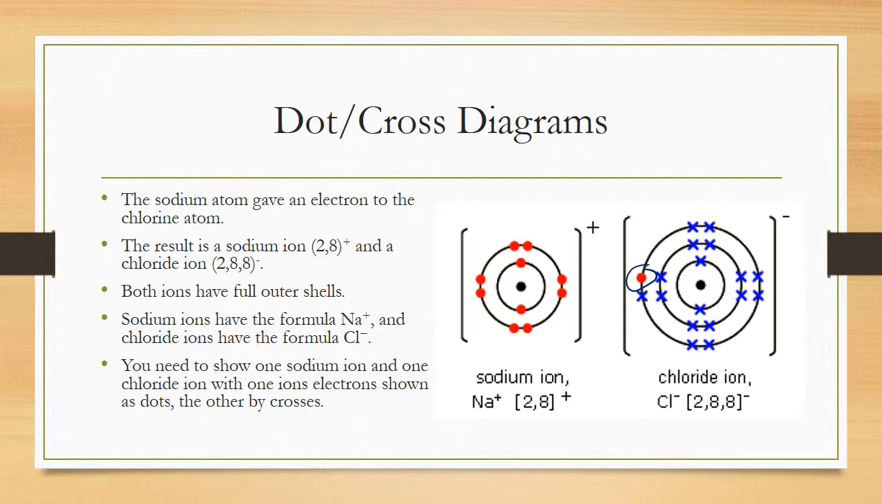The result is that the sodium ion has an electron configuration now of 2,8. It's stable. It's got 8 outer electrons. It's unreactive. And the chloride ion now has a stable outer electron shell, which is also full. It has 8, so it's an electron configuration of 2,8,8 minus. So both ions now have full outer shells. They're happy. The sodium ions have the formula Na+, and the chloride ions have the formula Cl-. In the dot cross diagram, you'll need to show one sodium ion and one chloride ion, with one ion's electrons shown as dots and the other as crosses. And again, you only have to show the valence electrons, not the other electrons involved.